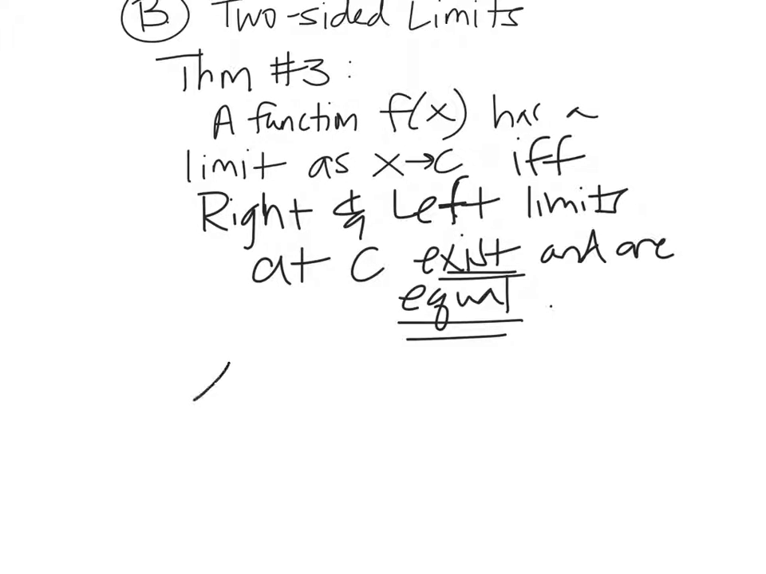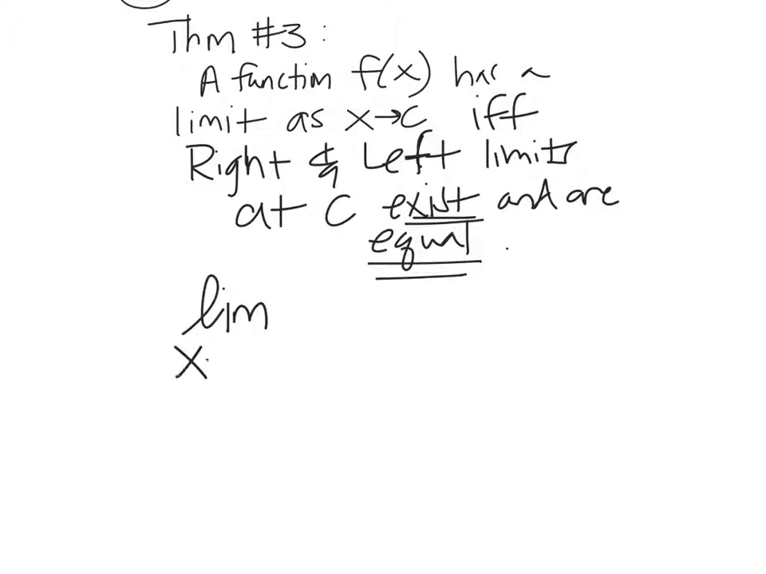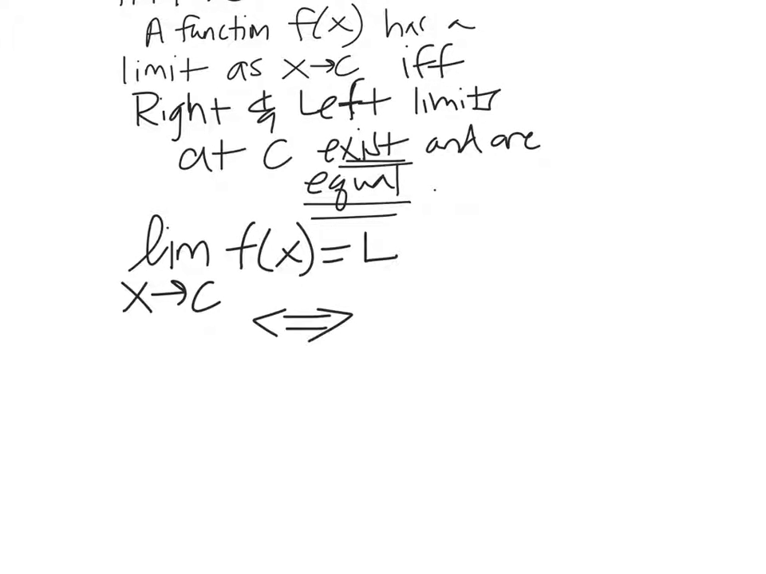All right, so here we go. This is what it's saying. The limit as x approaches c for f of x is equal to L, then this will be true, and it goes both ways. The arrow goes both ways, okay?